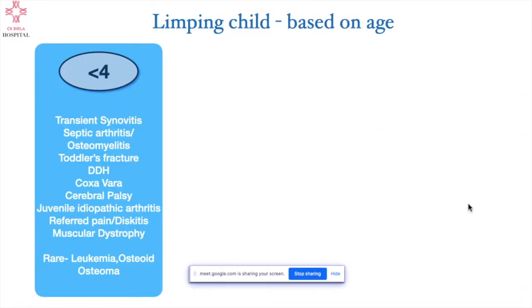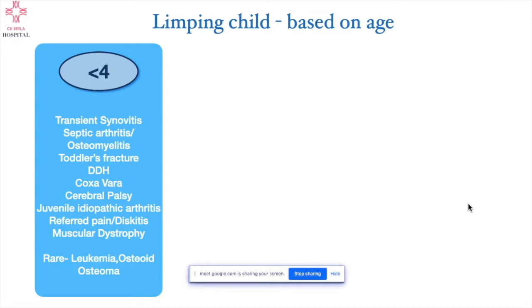If we try and classify with this, once a child comes, first we ask the history. Of course, a detailed history is very important, so we get an idea of the presentation, whether it's an acute presentation or a delayed presentation, whether it's a painful or a painless limp, what the temporal sequence of events has been, what has led to that limp. Then again, age is a very important factor because there are different causes and different diseases which present in specific age groups.